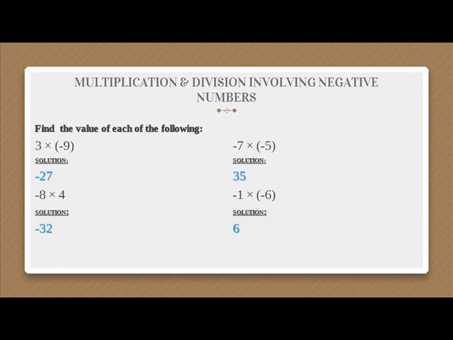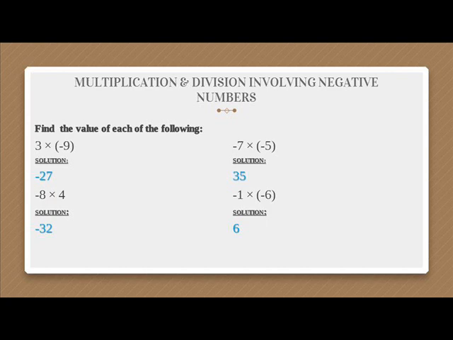Find the value of each of the following. The first question is 3 into minus 9. Well, as the two numbers have different signs, our answer will be negative. So 3 into minus 9 equals minus 27. The second question is minus 8 into 4. These two numbers also have different signs, so our answer will be negative. Minus 8 into 4 equals minus 32.